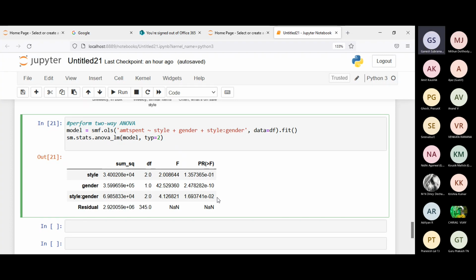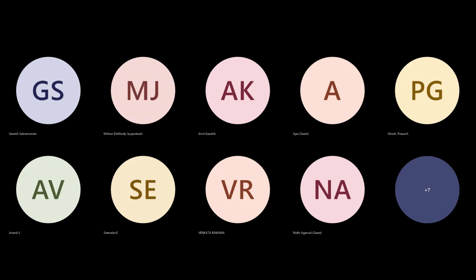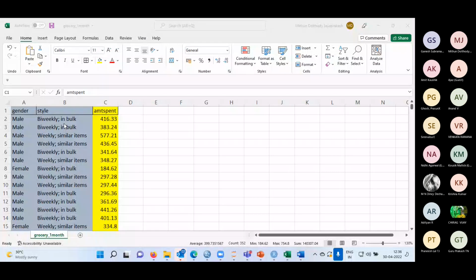So if I look at the data set, the style itself is a combined value. It has a combination of bi-weekly, in bulk or a weekly, similar items. See, style when you say bi-weekly, which means people who buy twice a week, correct? Are you able to see this Excel sheet? Yeah, we are seeing that, yes. So this bi-weekly means twice a week. Weekly means every week they purchase, and often means people who come often.